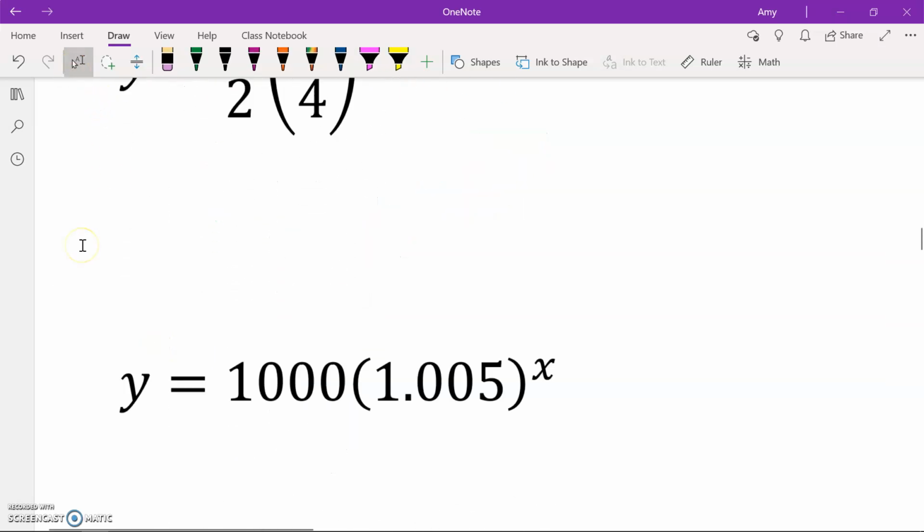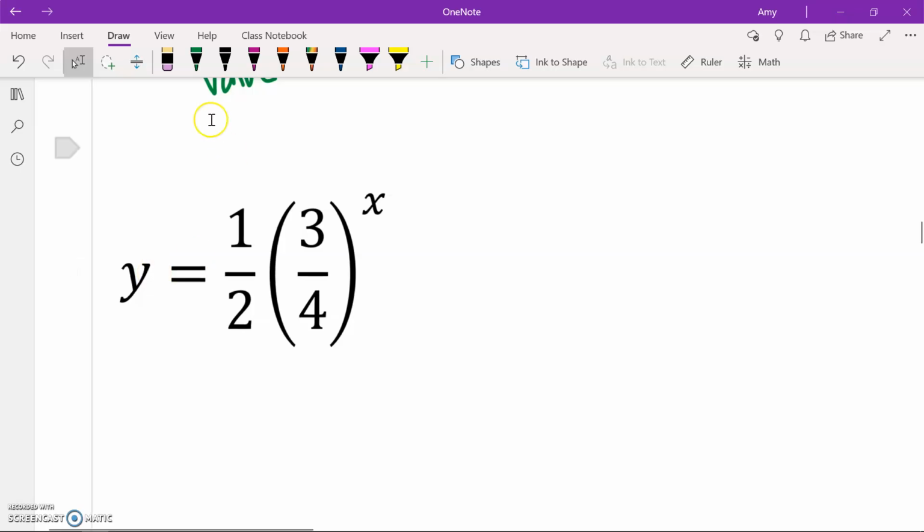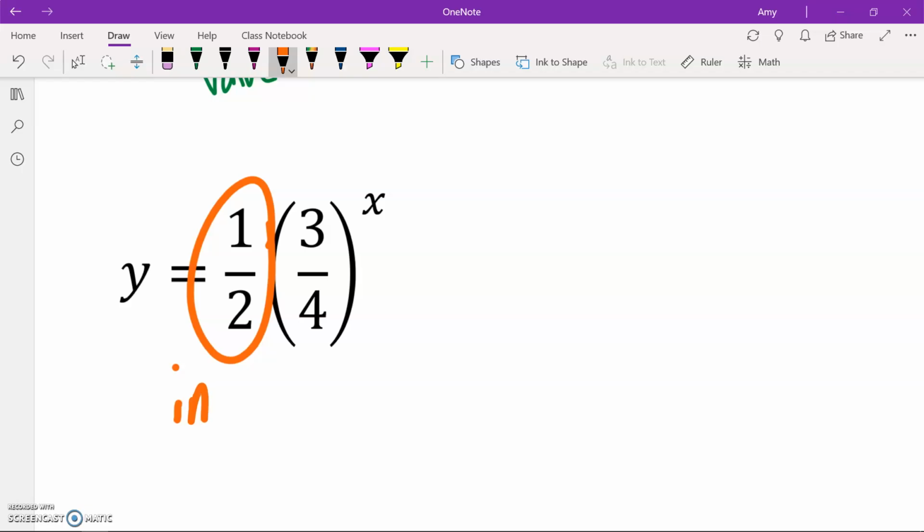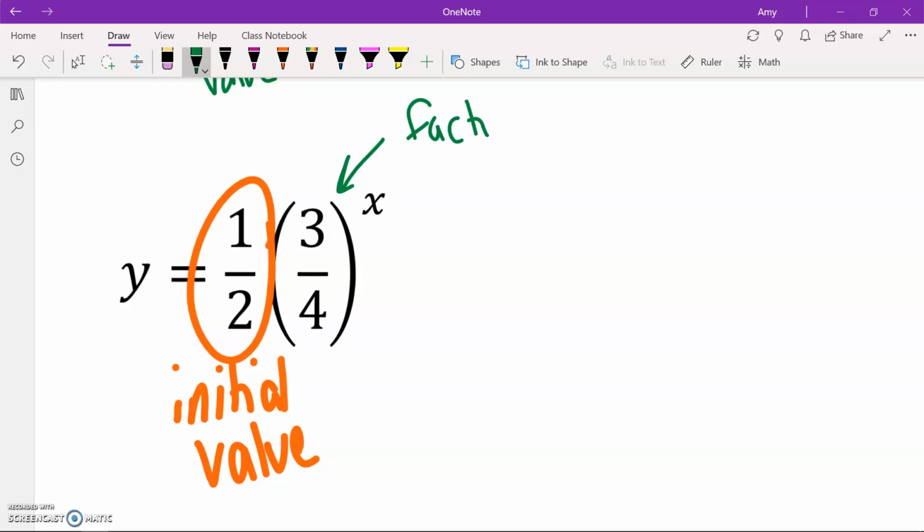Let's look at another example. In this case, my initial value is 1/2. And then my growth or decay factor is going to be here. Now let's think about if you multiply something by 3/4. 3/4 of 100 is 75. So that's actually getting smaller. So we would call that a decay factor.